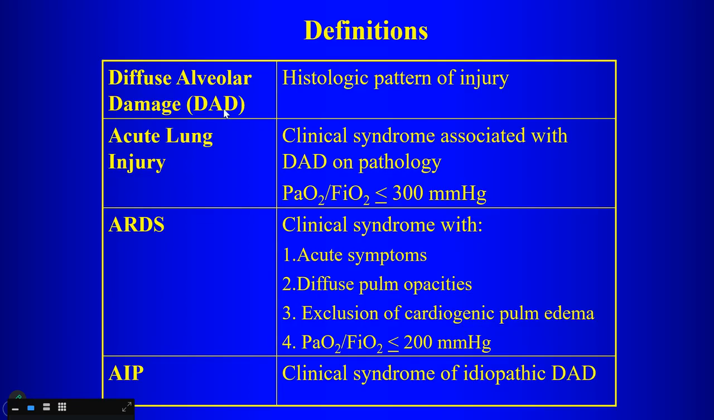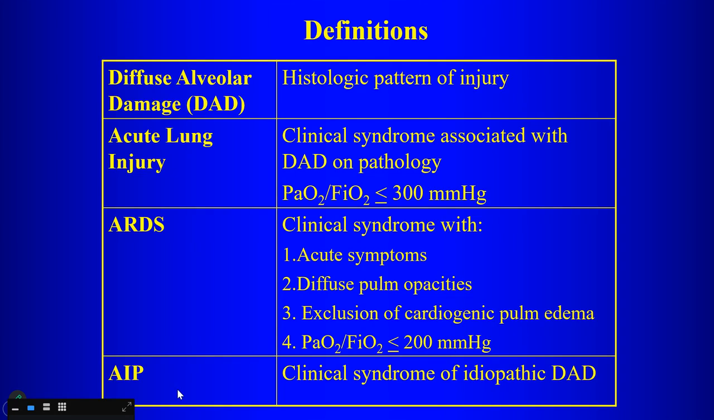Now, some definitions. Diffuse alveolar damage is the histologic pattern of injury that we see associated with ARDS, and we'll see it associated with many other causes too. Acute lung injury is a clinical syndrome associated with diffuse alveolar damage on pathology, with a PaO2/FiO2 ratio less than 300. ARDS is a clinical syndrome with acute symptoms, diffuse pulmonary opacities, exclusion of cardiogenic pulmonary edema, and a PaO2/FiO2 ratio that is even lower, less than or equal to 200.